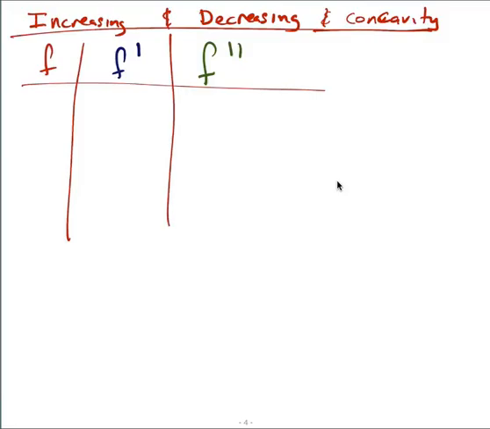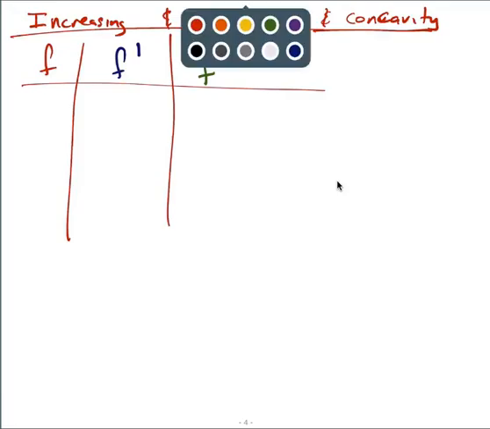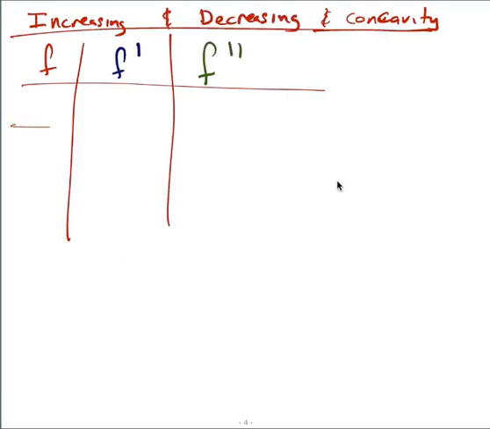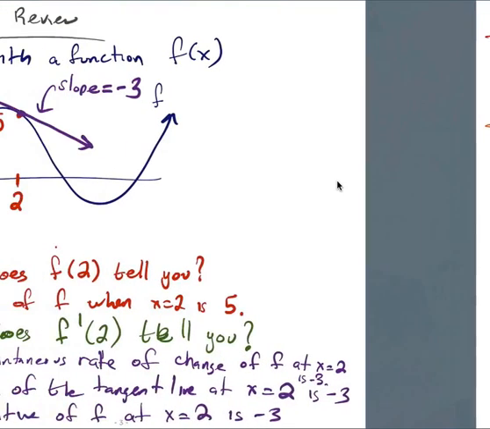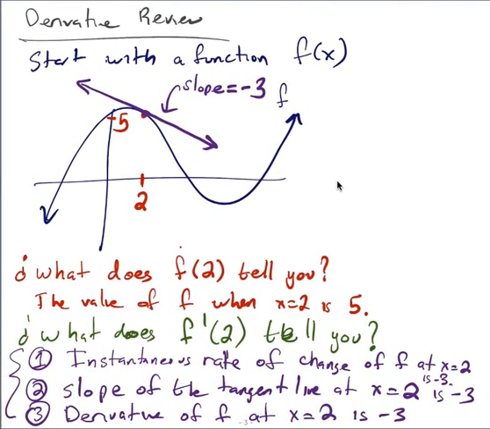What is f double prime? That's the derivative of the derivative, also known as the second derivative, right? So you get the derivative, which is a function, right? Get the derivative of that. That's the second derivative. Yes? So far, so good? Okay. All right. Now, so I have a question for you. So if the derivative is positive, let's say, what does that tell you about the function? The original function?